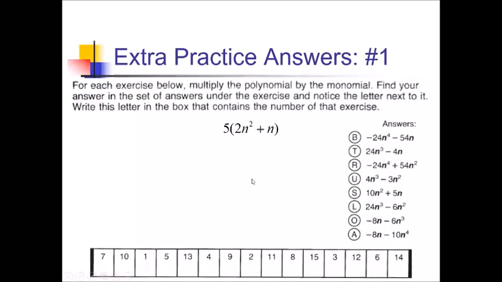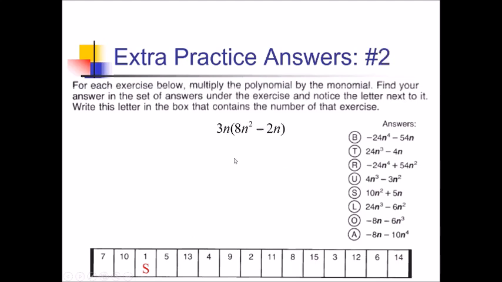For problem number 1, we need to distribute 5 to this 2n squared plus n. So multiplying by each of these, 5 times 2n squared is going to be 10n squared. And 5 times n is 5n, so we have a plus 5n. Looking at my answers, 10n squared plus 5n, that's answer choice S. So we're going to put that in the 1 box down here.